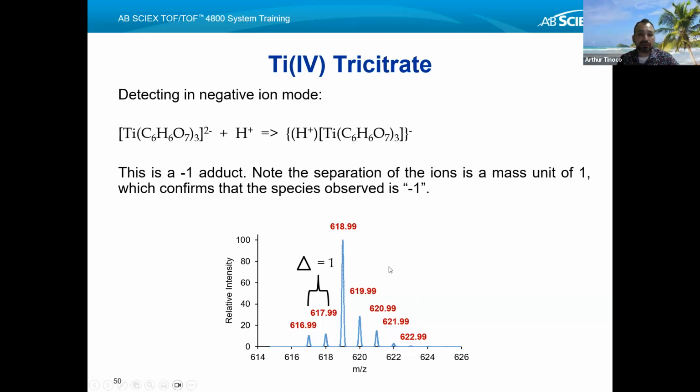So what we're seeing here is the theoretical mass spectrum for the species here, this titanium tricitrate that is anionic, a charge of -1. And again, the separation of the peaks is an indicator of the charge. So separation of 1 means that you have something that is -1 in charge.